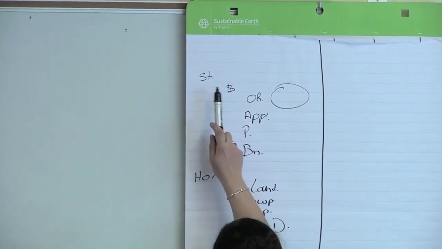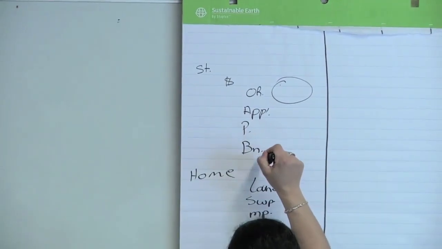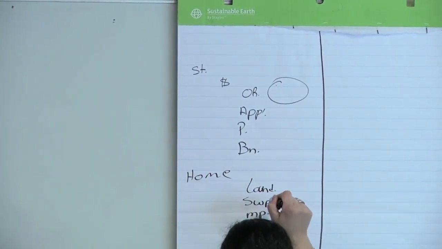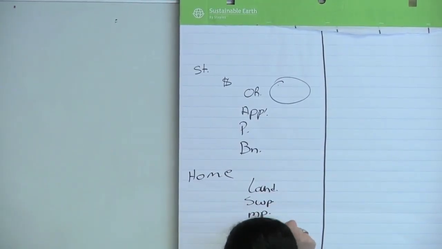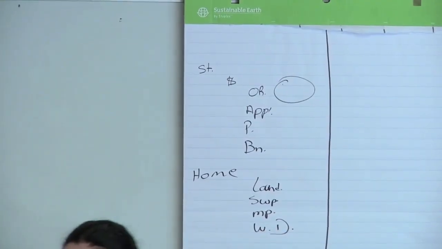I went to the store and I bought oranges that were huge, apples, pears, and bananas. Then I went home and I did laundry, swept, mopped the floor, and washed the dishes. Beautiful. Round of applause and 3 points for Carla.